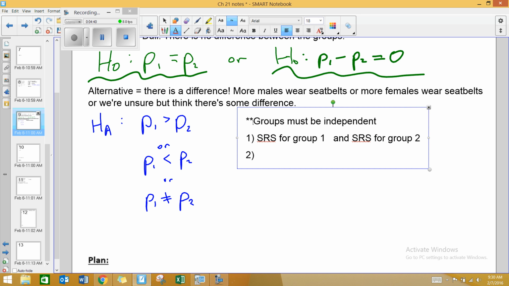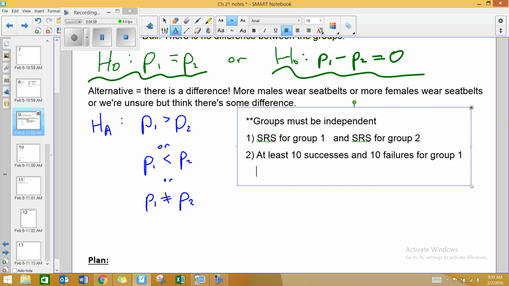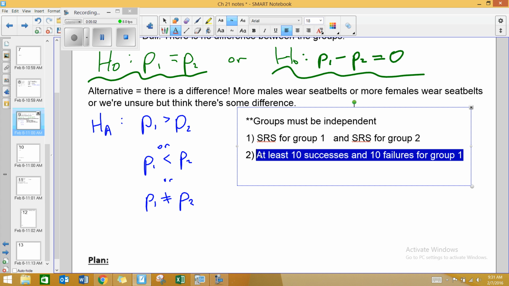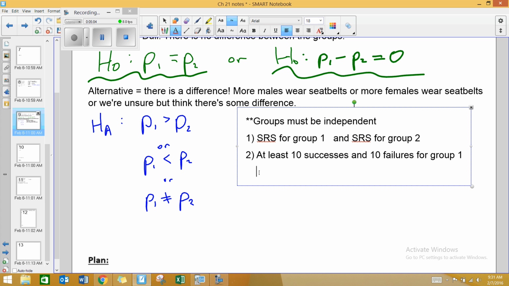Okay, second condition, success failures. So at least 10 successes and 10 failures for group 1. And we'll just go ahead and copy that exact statement since we just do it twice, again for group 2.